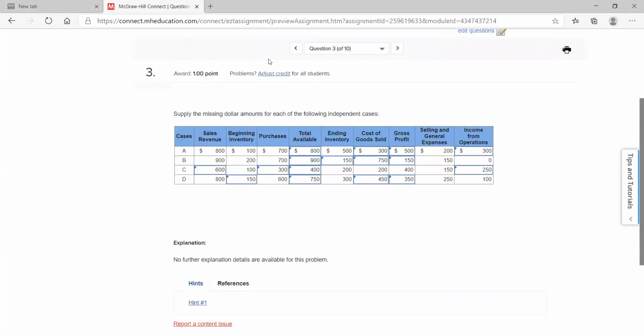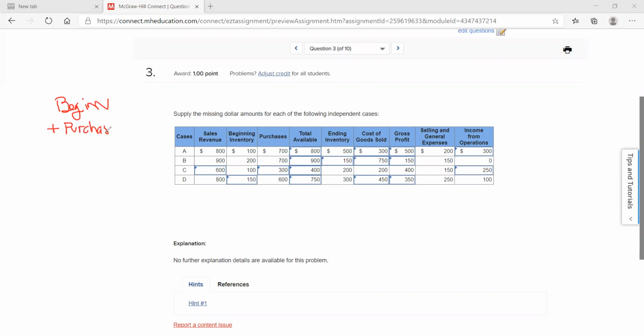On question 3, you can see the answers, but my only comment on this one is to find any missing elements, you just have to go back and look at the formula. Just to remind you, your inventory formula is beginning inventory, you add your purchases, that gives you goods available. Then you subtract out your ending inventory.